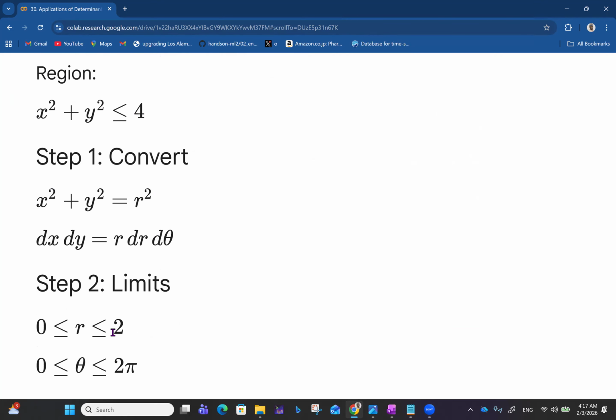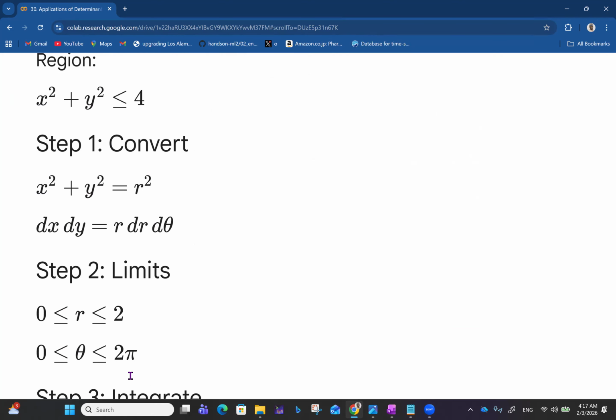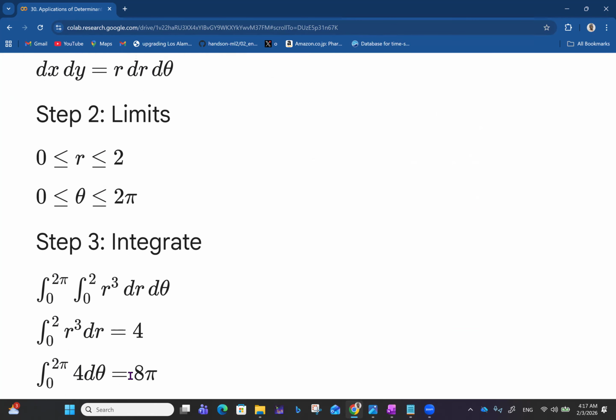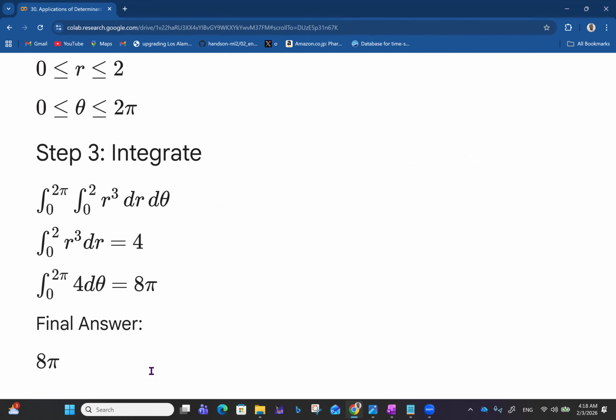For step 2, the limits: r lies between 0 and 2, and theta lies between 0 and 2 pi. So we integrate from 0 to 2 pi, integral from 0 to 2 of r cubed dr d theta. The integral from 0 to 2 of r cubed dr is 4. Integral from 0 to 2 pi of 4 d theta is 8 pi. So the final answer is 8 pi.